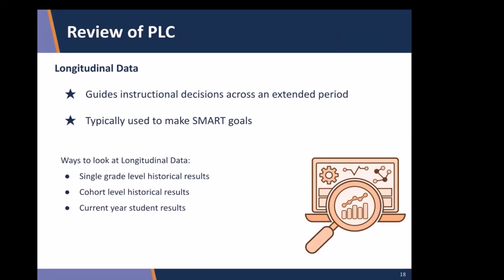There's different ways to look at longitudinal data. You can look at them for a single grade level over multiple years. So taking a particular cohort of students out of it and just saying, I teach sixth grade, and I'm going to look at how my students perform for the last 3 or 4 years on a particular assessment. It allows me to see where I might be missing some things in my instruction, or that students have misunderstandings. Cohort level historical results, so how students have performed over the last few years, or even just your current year student results. We can look at these over time as well.